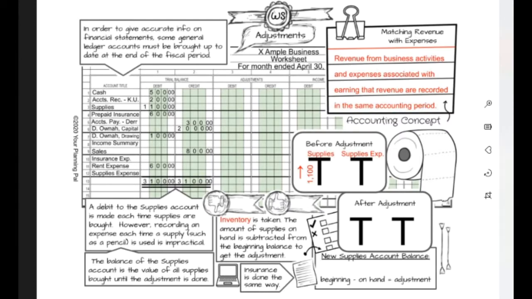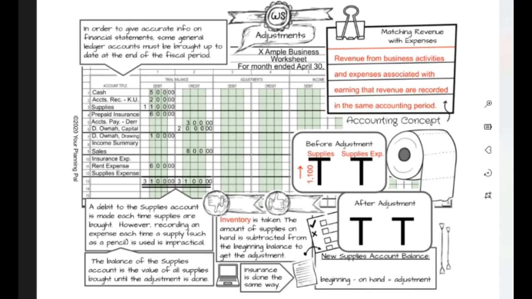In the middle at the bottom there, inventory is taken. The amount of supplies on hand is subtracted from the beginning balance to get the adjustment. In other words, and some of you may have done this on the job before, you count up what you have. That's called inventory. When you count up what you have, you can look at the numbers from where you started, count up what you have, and the difference between those two is what you used. Again, that's called inventory.